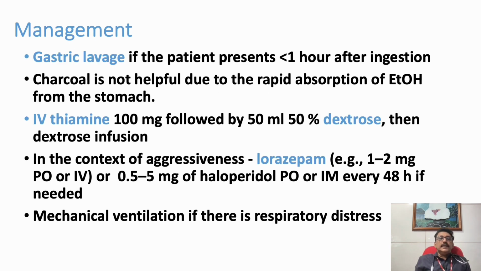Now once you understand that this is a simple alcohol, then we can treat the patient. Gastric lavage is very useful if the patient comes in less than 1 hour. In a massive ingestion, even after 1 hour, it will be useful. Charcoal is not very useful in any type of alcohol-induced problem, whether it is ethanol or toxic alcohol related. IV thiamine is very important because in most alcohol problems, the patient can have thiamine deficiency.